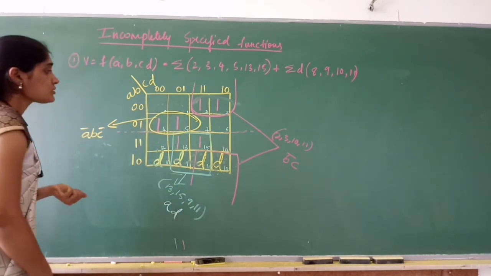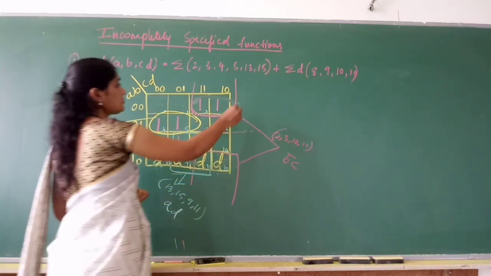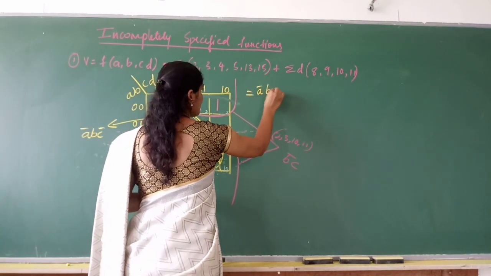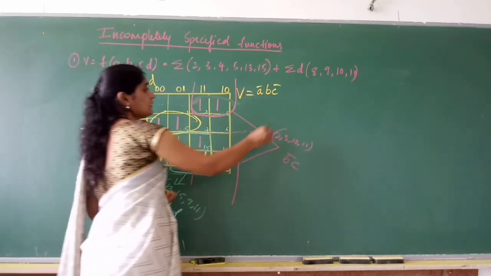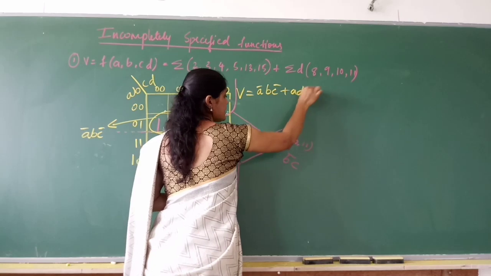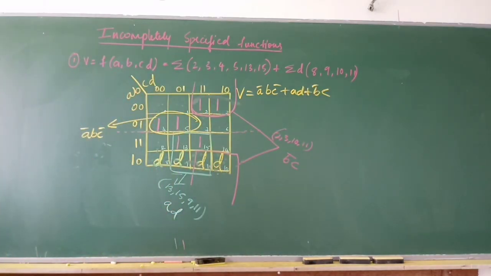That's all. So now what is the equation we get? We get the equation as A bar B C bar plus AD plus B bar C. So this is the answer for this problem. Okay. So we shall discuss another problem.